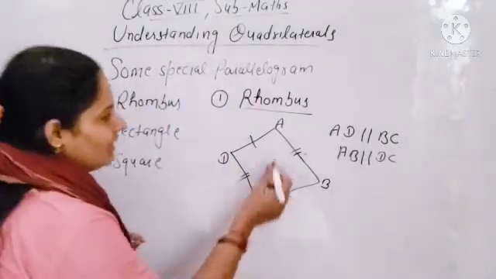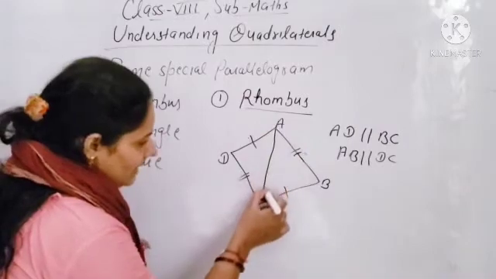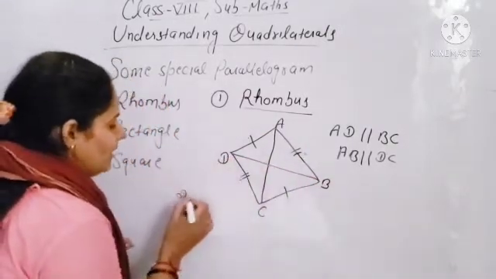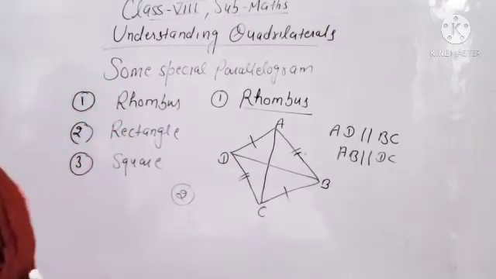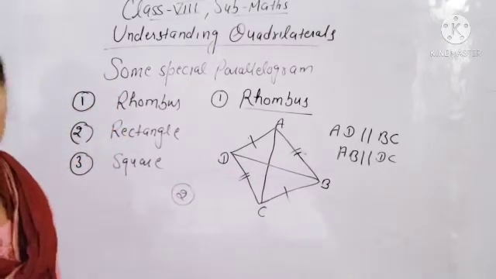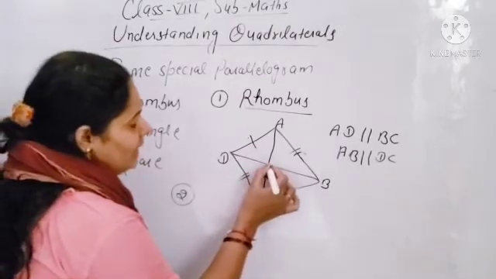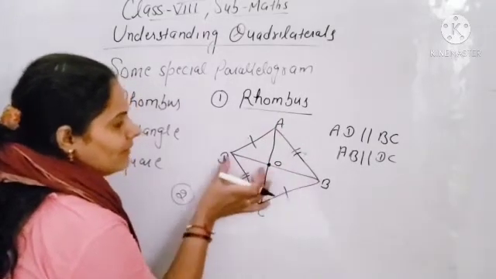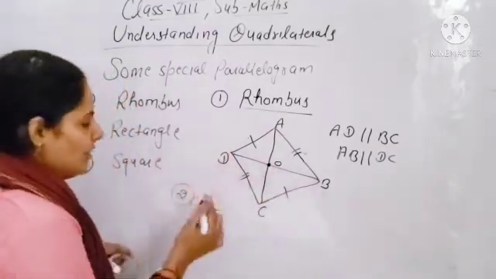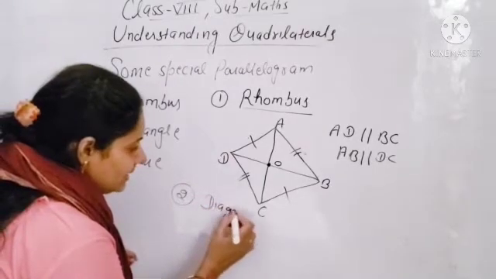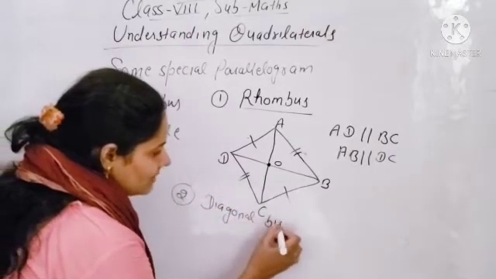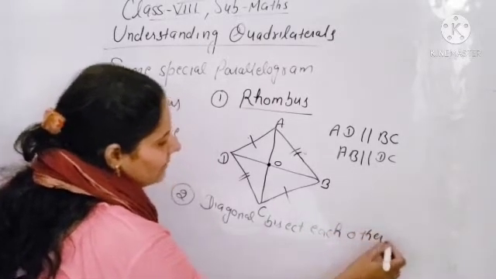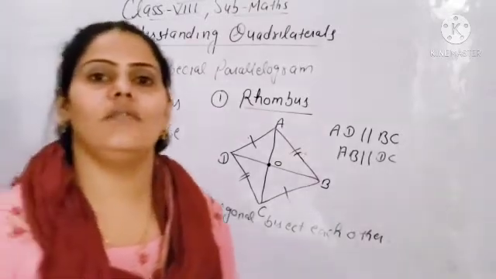Now what about the diagonals? You can draw the diagonals also. This is the diagonal AC, and the second one is the diagonal BD. The second property is that the diagonals bisect each other. Diagonals of the rhombus will bisect each other. For example, if they bisect at point O, then OA will be equal to OC and OB will be equal to OD.